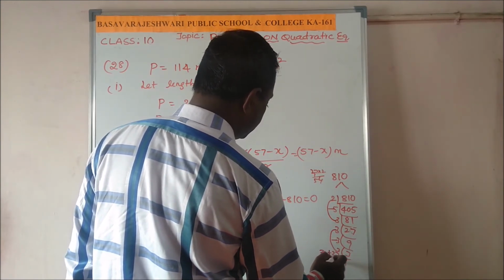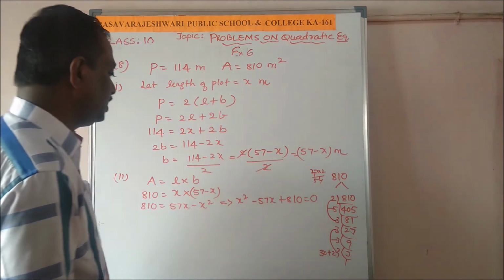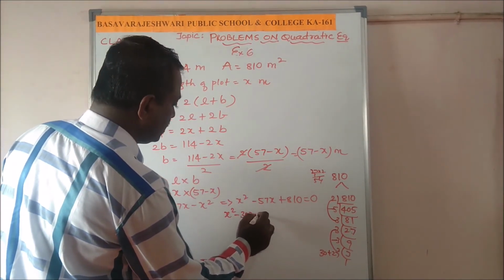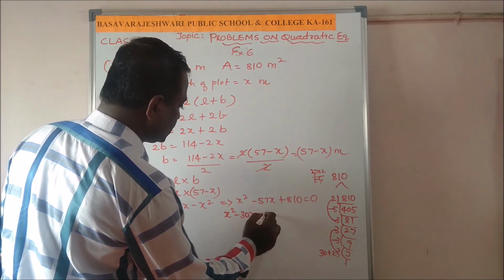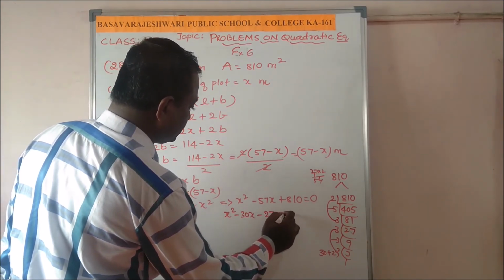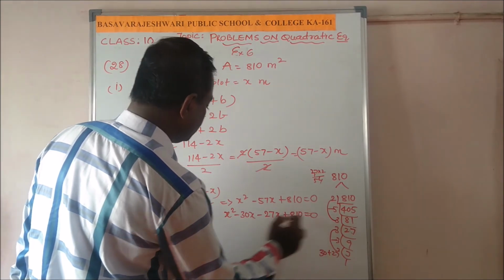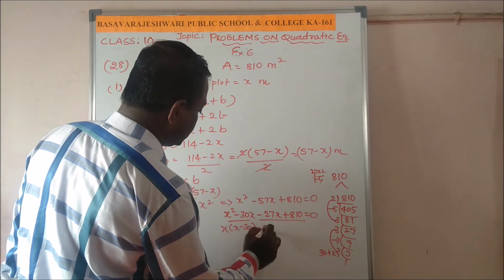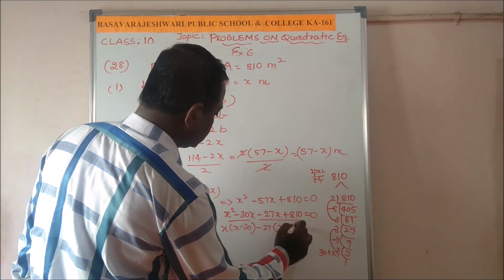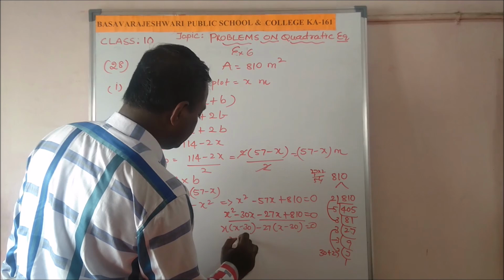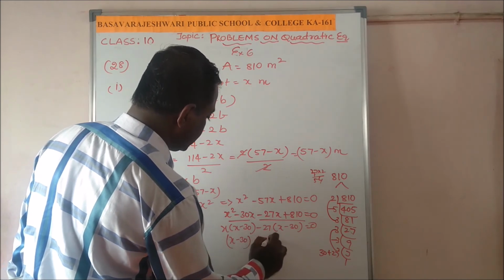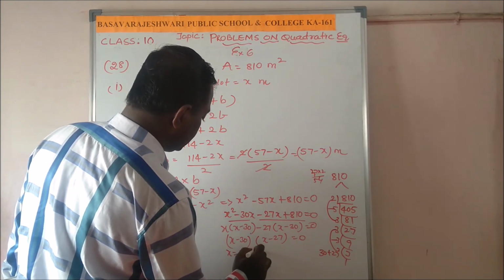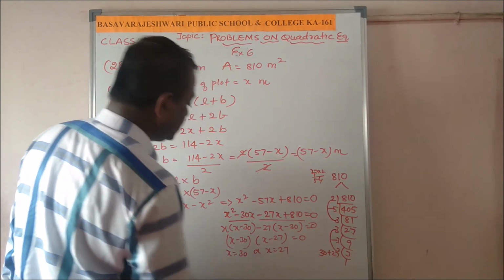30 plus 27, 57. Okay. 30, 27. x square minus 30x minus 27x plus 810 is equal to 0. So what is common? x common, x minus 30, minus 27 common, x minus 30 is equal to 0. x minus 30 is one factor, x minus 27 is another factor. x is equal to 30 or x is equal to 27.